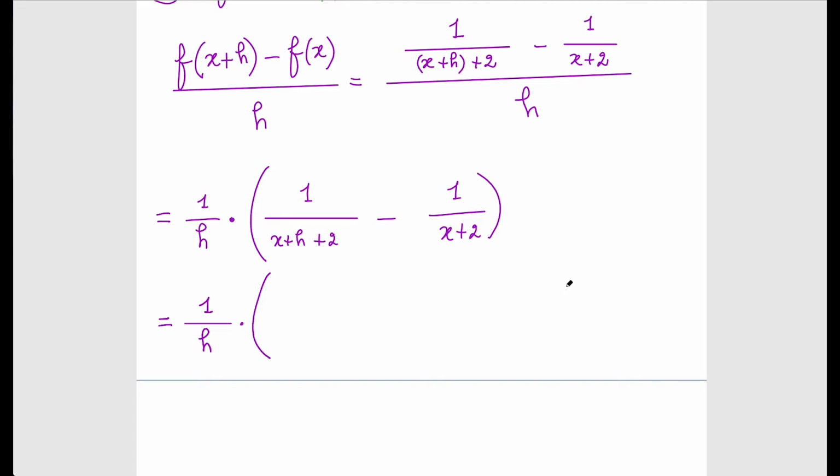Okay, so I'm gonna keep this guy like this. I'm gonna write each one of them over the product of these denominators, which is x plus h plus 2 times x plus 2. So I'm multiplying downstairs by x plus 2, so I've got to also multiply upstairs by x plus 2. And 1 times x plus 2 is x plus 2.